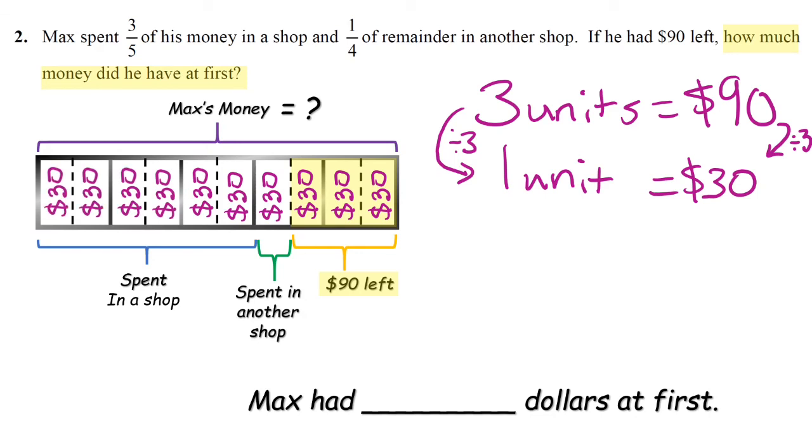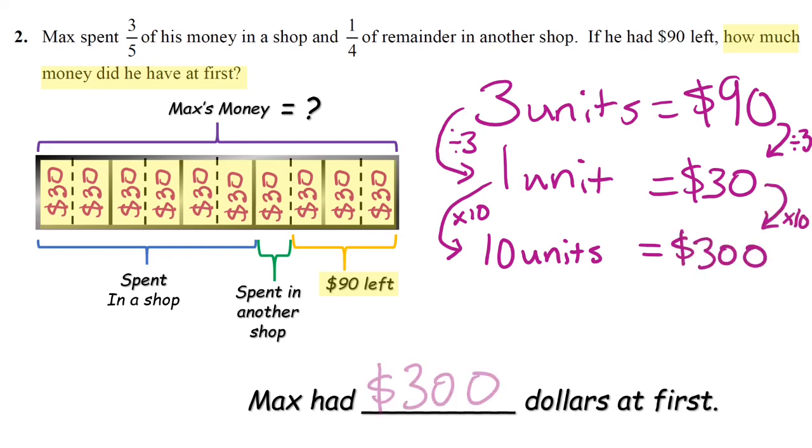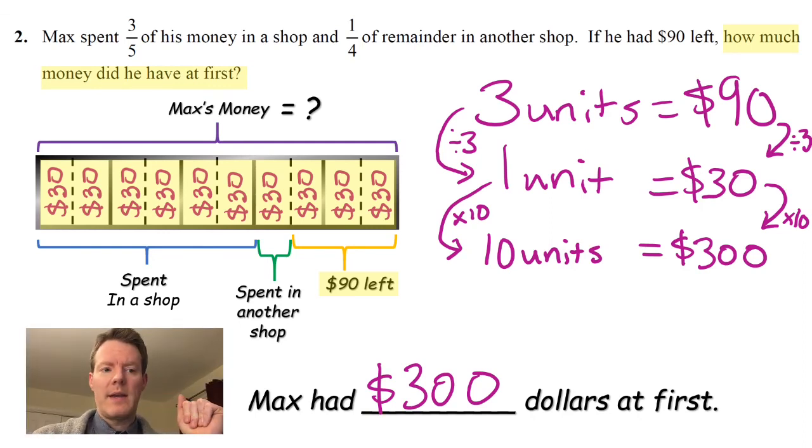Everything's worth 30. And I'm looking for how much money he had at first, which if I count all the little 30s, there's 10 of them. So that means I'm looking for 10 units, which is simple. I just have to multiply by 10. Since I have what 1 unit is worth, 10 of them is worth 10 times as much. So instead of 30, I'll do 10 times 30, which is 300. And that's how much money he had at first.